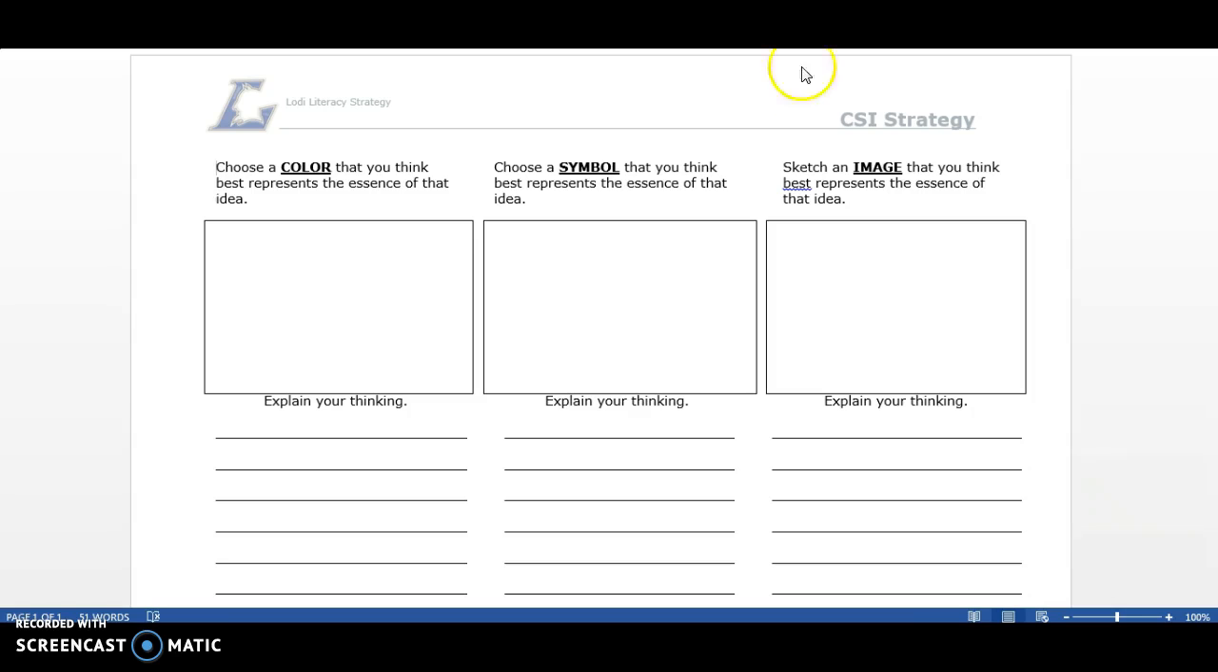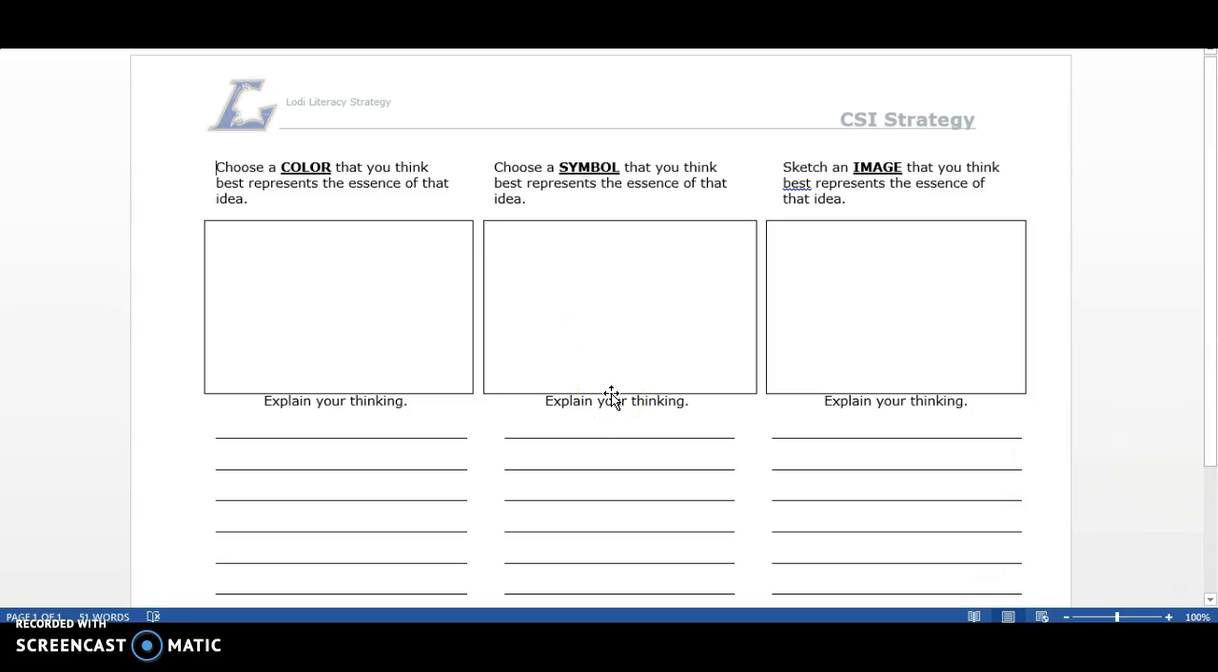What this strategy does is provide multiple entry points for a student to try and remember that vocabulary word over time. They can choose a color that best represents whatever that key term is, and the explaining your thinking part is really important, because when they see that color, whatever they write for explain your thinking is what they're going to associate it with on an upcoming activity or test.